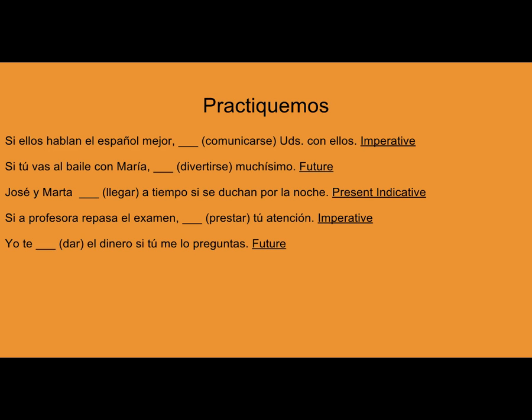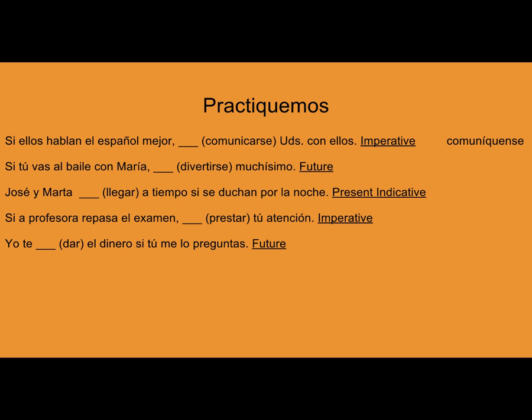Practiquemos. If you'd like to pause the video to try these, please do so. Notice that all of these have the imperative, the future, or the present indicative underlined. There's no way for you to know as a reader which one will be used. It all depends on what the speaker is trying to communicate. So to practice, I have to give you the situation. In the first one, si ellos hablan el español mejor, if they speak better Spanish, we want to tell someone to communicate with them. The imperative of comunicarse is comuníquense.